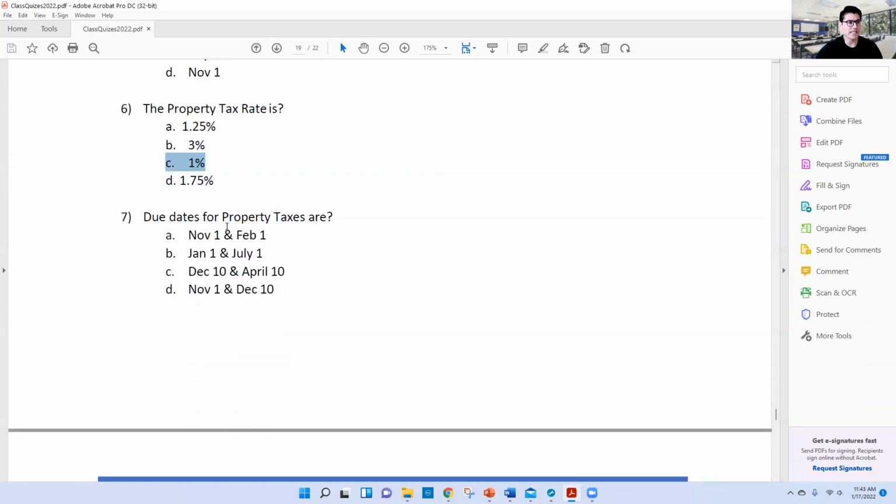When do you get to pay property taxes? Alpha, every November 1 and February 1. They take that bill, they cut it in half, and you pay the first installment November 1st, the second installment February 1st.